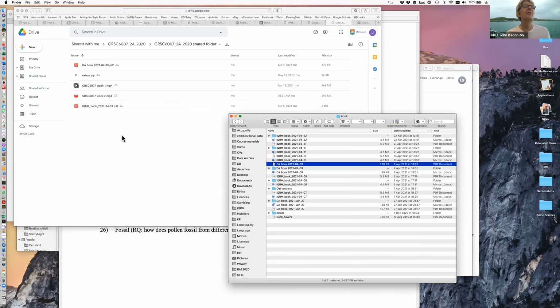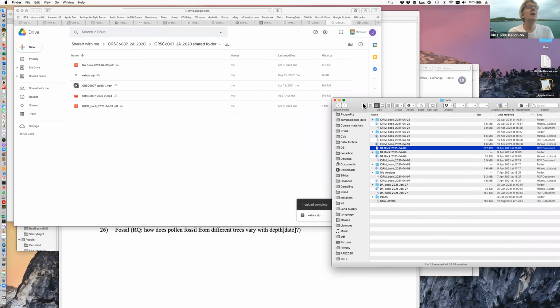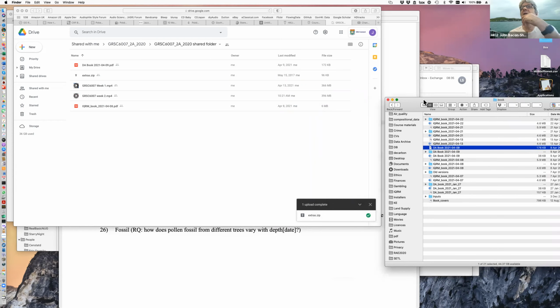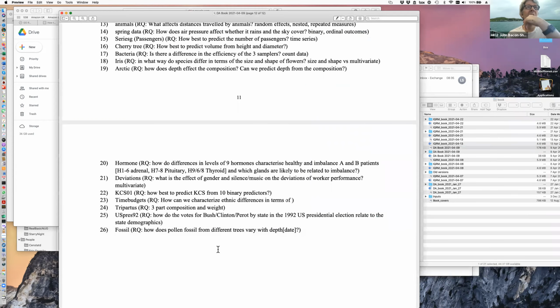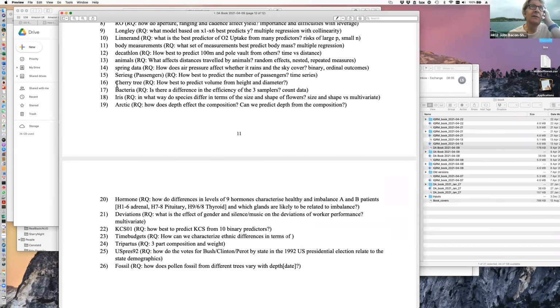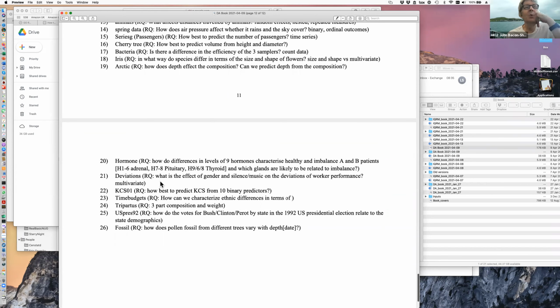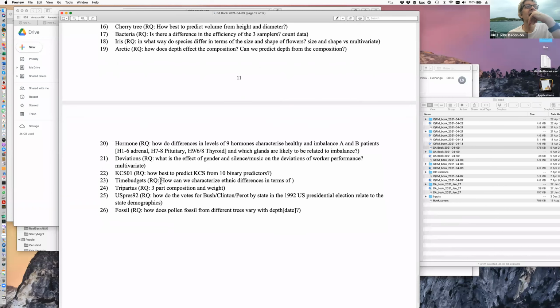So you can download extras.zip before next week and unzip it, and then we will look at these JMP data sets in order to understand these additional issues. As I said, we will at least look at these first 4, cherry tree, bacteria, iris, and Arctic. If anybody would like me to look in particular at any of the other 7 data sets here, 20 to 26, you can tell me which ones you would like me to look at. Maybe some of these will be interesting to you, closer to your sorts of research problems. Then we can look at those.